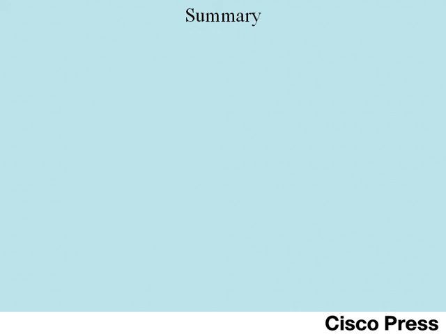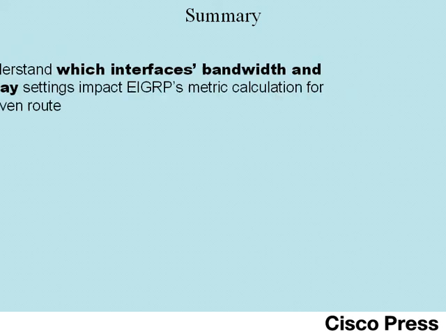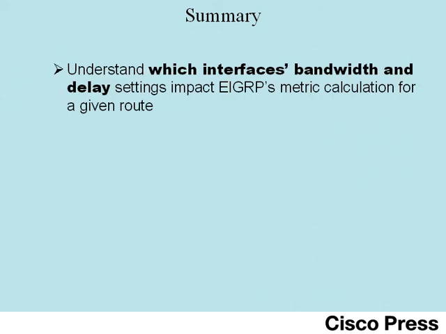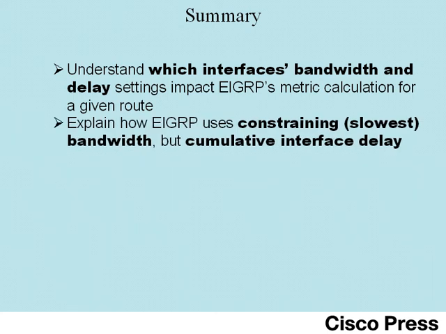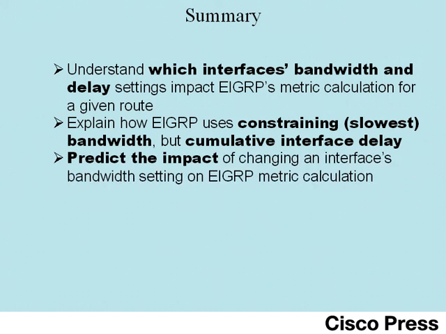This concludes ICND2 Lab 6. In this lab, you've understood which interface bandwidth and delay settings impact EIGRP's metric calculation. You've learned how to explain how EIGRP uses the constraining or slowest bandwidth and the cumulative interface delay when calculating its metric. Finally, you've seen how to predict, to some extent, the impact of changing an interface's bandwidth setting on the metric that's calculated by EIGRP.